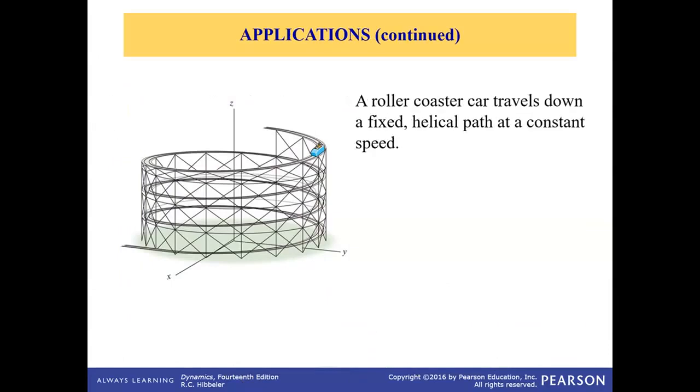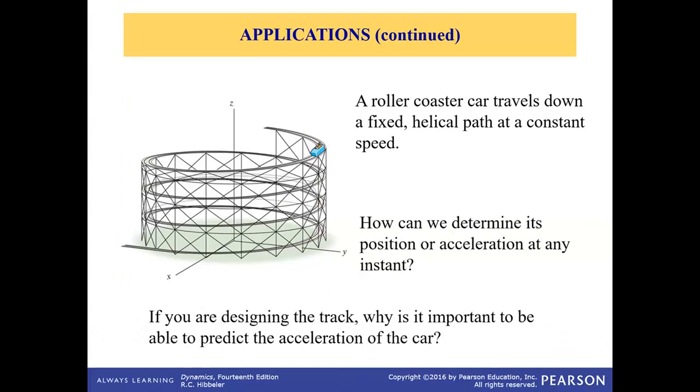So there are a couple more examples, such as the roller coaster car that travels along a fixed helical path at a constant speed, and the coordinate system is defined here. This is the origin, the 0, 0 point. This is the x-axis, this is the y-axis, and this is the z-axis. At any given point, the position of the car can be defined using its x, y, z location. So how can we determine the position and acceleration? Once we find the position, we can take the derivative to find velocity and acceleration.